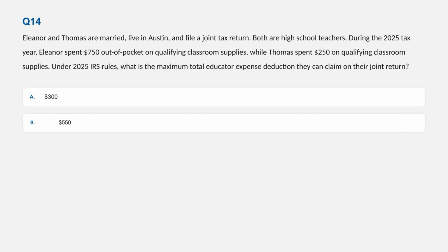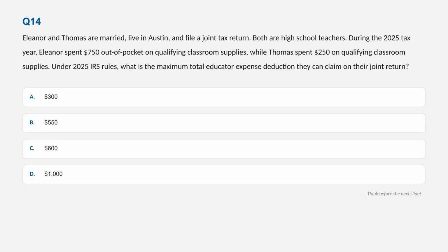Alright, let's move to question 14. Eleanor and Thomas are married, live in Austin, and file a joint tax return. Both are high school teachers. During the 2025 tax year, Eleanor spent $750 out of pocket on qualifying classroom supplies, while Thomas spent $250 on qualifying classroom supplies. Under 2025 IRS rules, what is the maximum total educator expense deduction they can claim on their joint return?